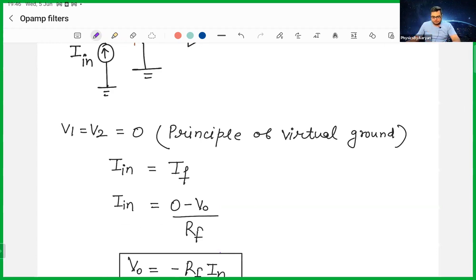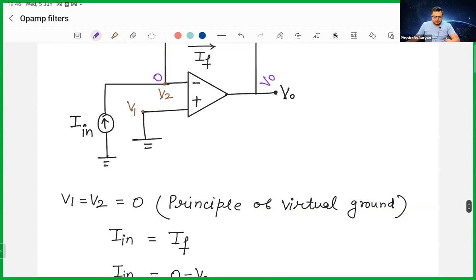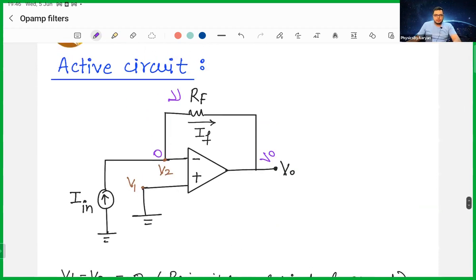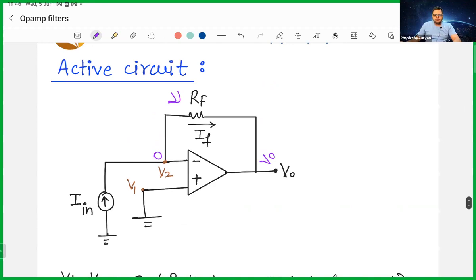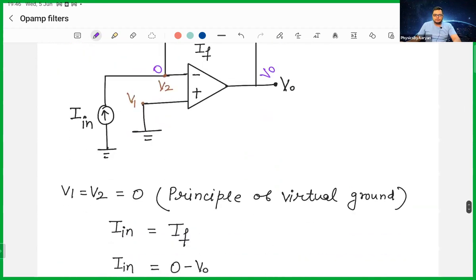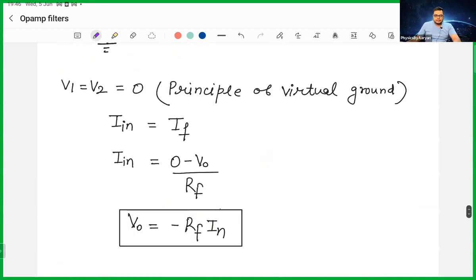What do you say? This is asked in one way or other in the CSIR NET exam, and it can be asked. So you should know this. These are the benefits of having an active filter circuit. Okay, so I hope it is clear.